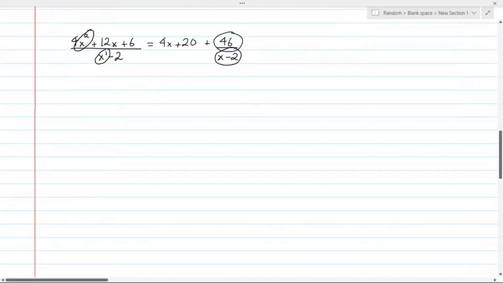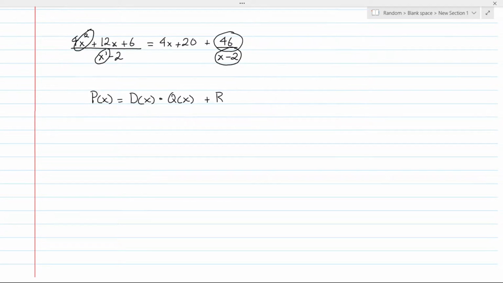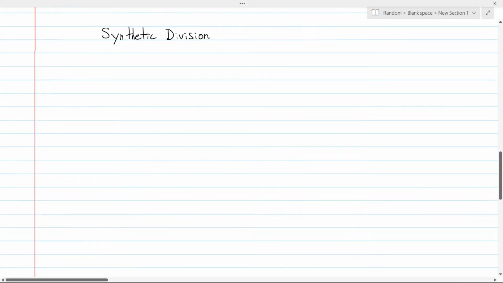To generalize this, we can rewrite this as p of x is equal to d of x times q of x plus r of x, where q of x is the quotient, d of x is the divisor, r of x is the remainder, and p of x is the polynomial. Let's try that example again, but instead let's apply synthetic division.